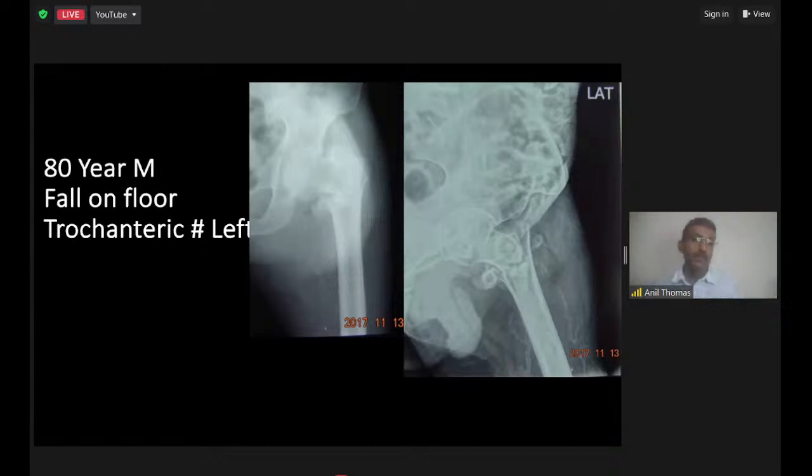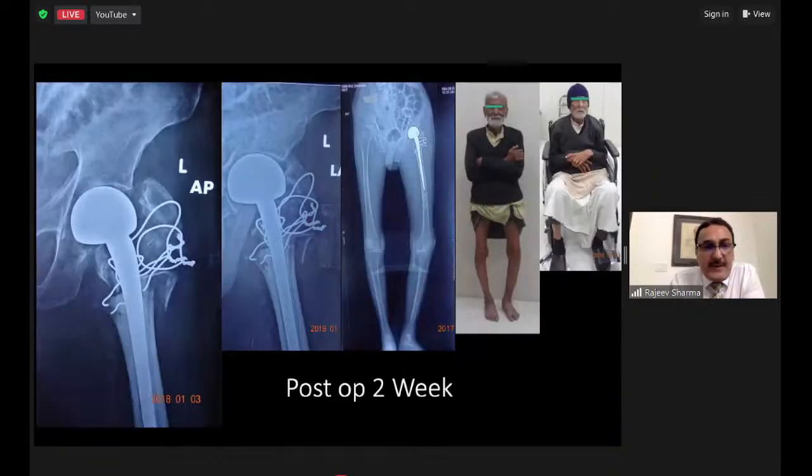Thank you, Anil. Wonderful cases for very difficult situations. I'll show two types of situations where the constrained liners are used and where the dislocation of the constrained liner itself is managed. Now, this patient, who's an 80-year-old male, fell on the floor and fractured his left trochanter. And for this, we did the bipolar hip arthroplasty. And that is the 2 weeks post-operative X-ray and the pictures. And this patient was doing well.